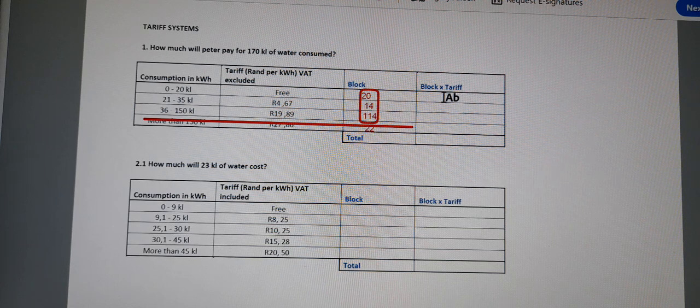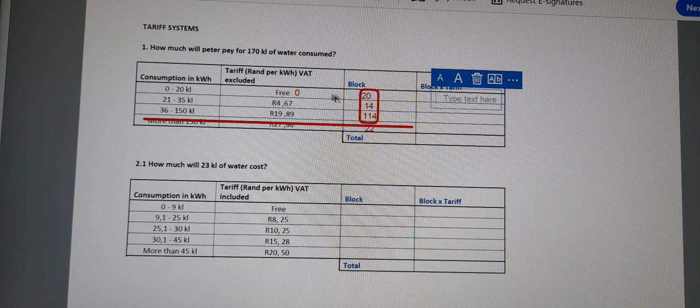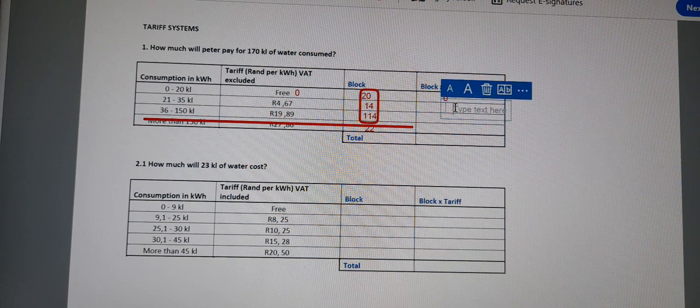So now, how do we populate this column? For free, please, if you have free, always put a 0 next to it. Okay. So now this is block multiplied by tariff. So my block is 20 times a tariff for free, which is 0. So this will be 0. And then this one, it will be 14 times 4.67. 14 times 4.67. And then you get your answer, which is 65.38.